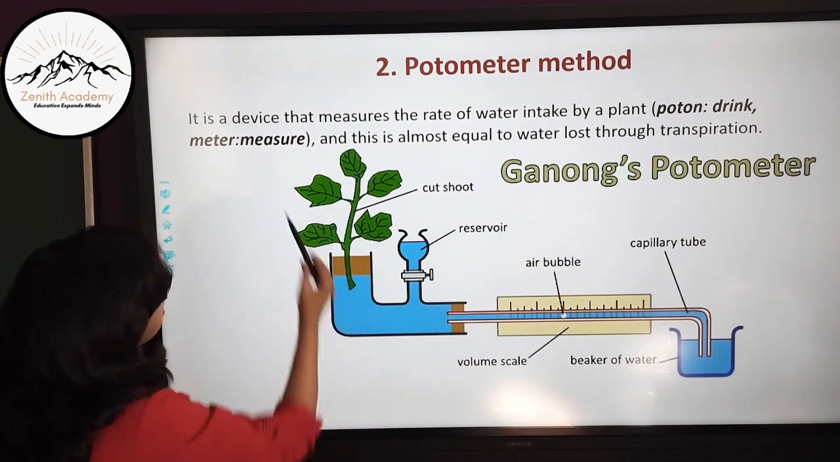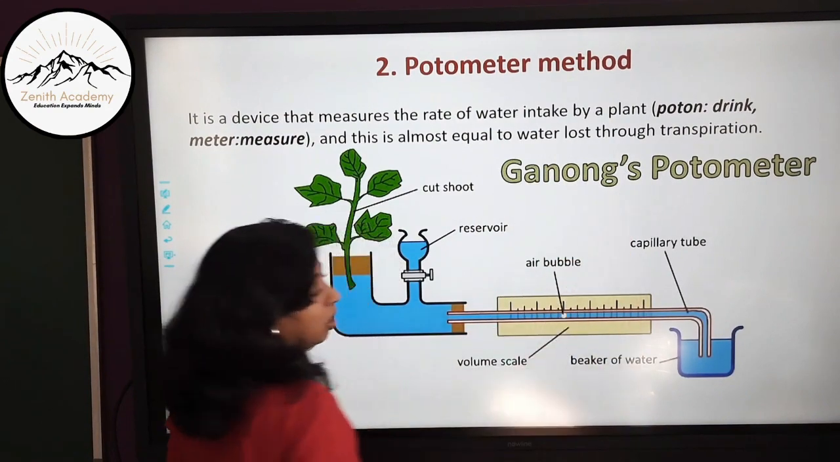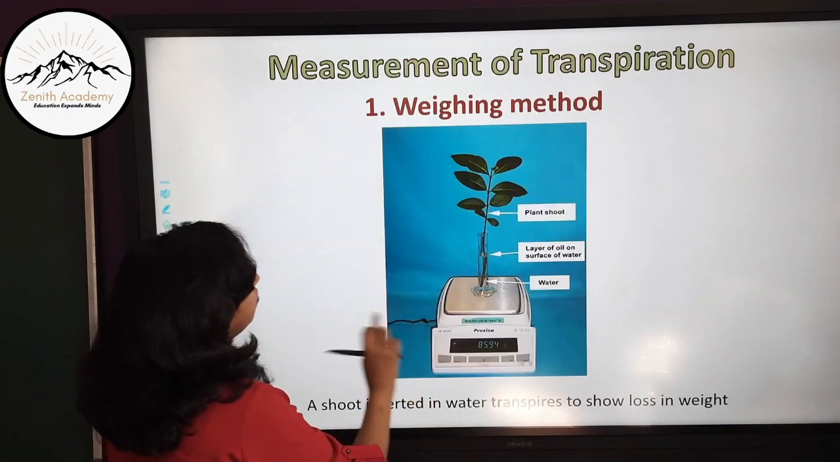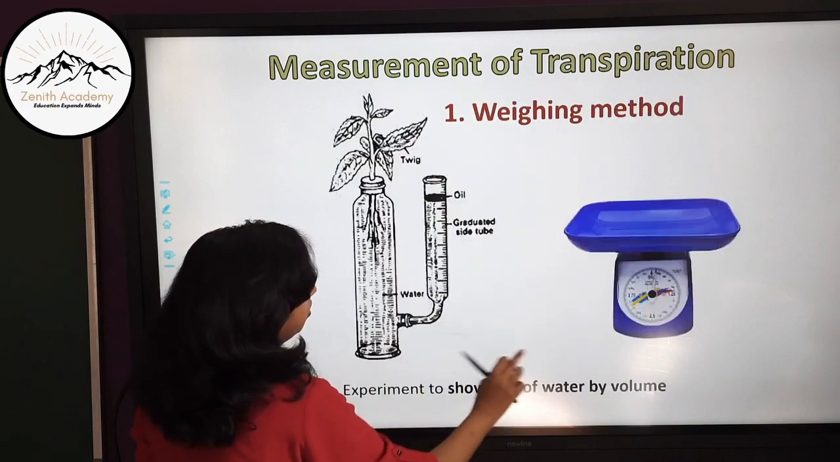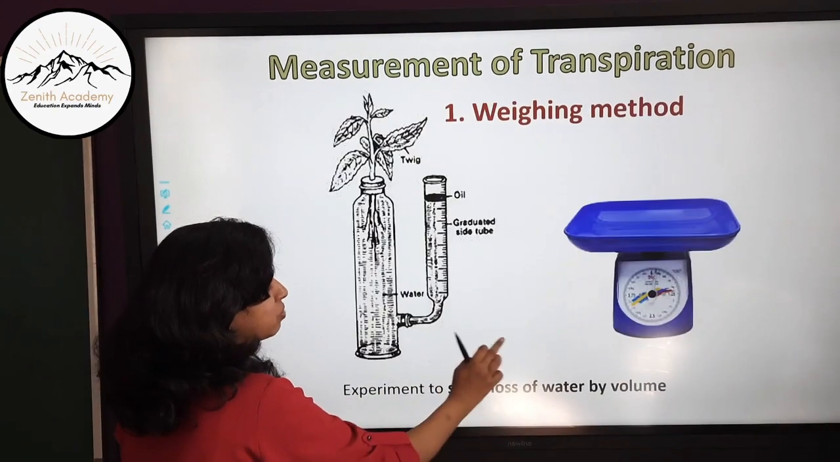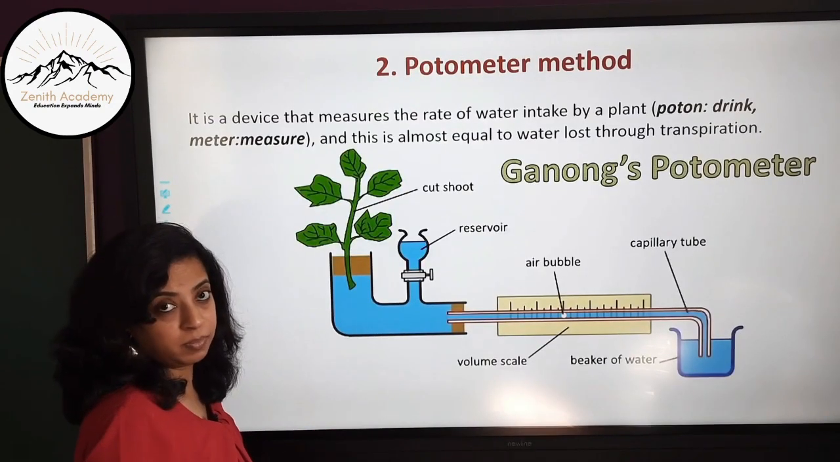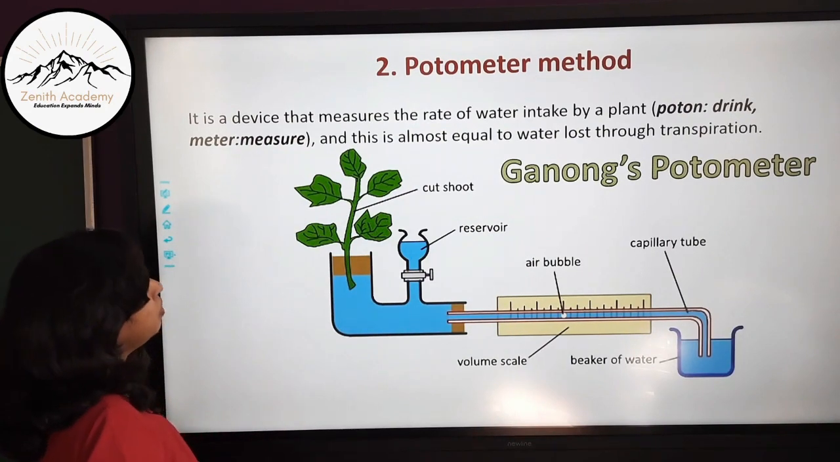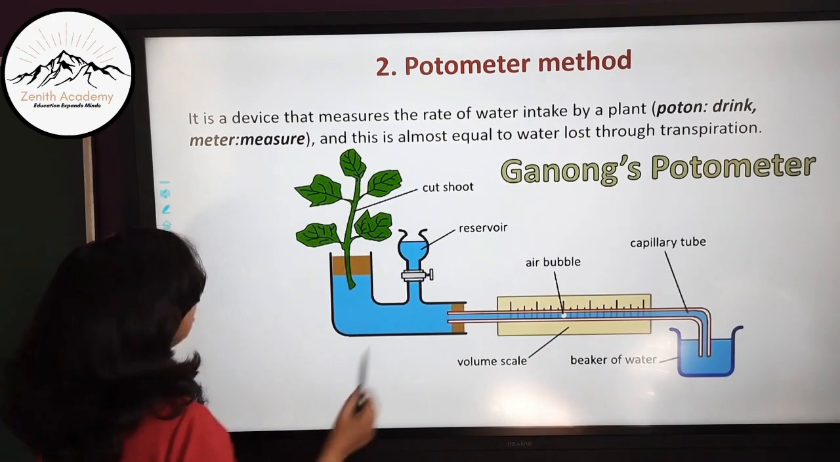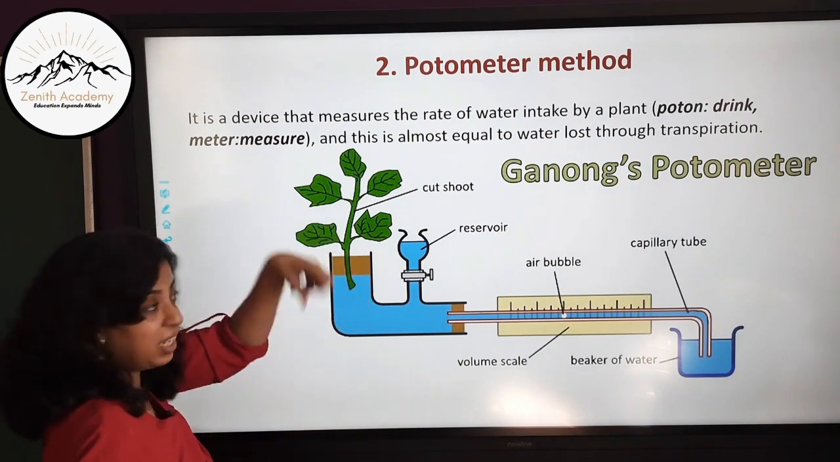It is a device that measures the rate of water intake by a plant. Remember, earlier, in all of these methods, we measured the loss of water vapor in the form of transpiration. Here, what will we measure? We will measure intake by a plant, how much water the plant will take in.